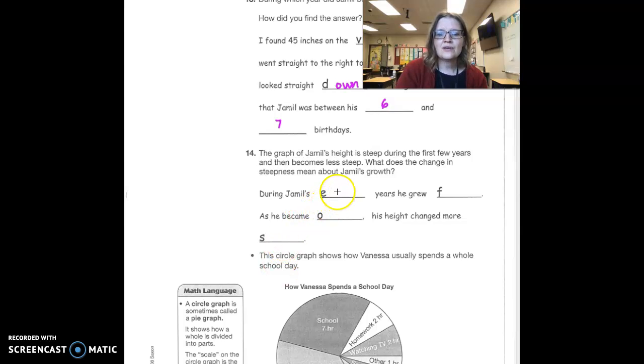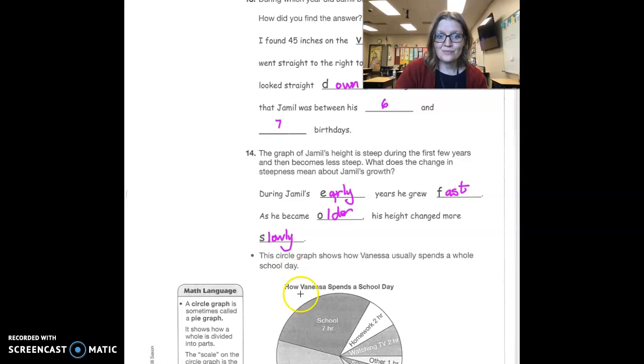The graph of Jamal's height is steep during the first few years and then becomes less steep. What does the change in steepness mean about Jamal's growth? During Jamal's early years, he grew fast. As he became older, his height changed more slowly.